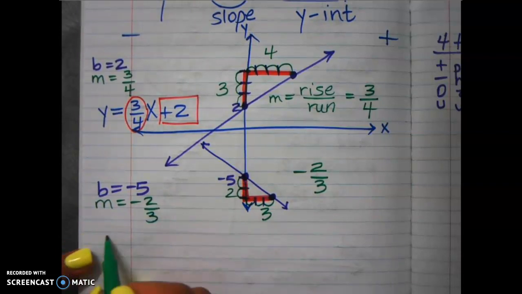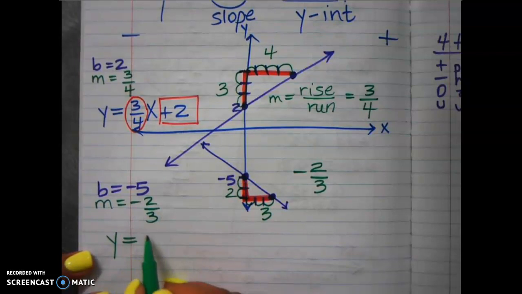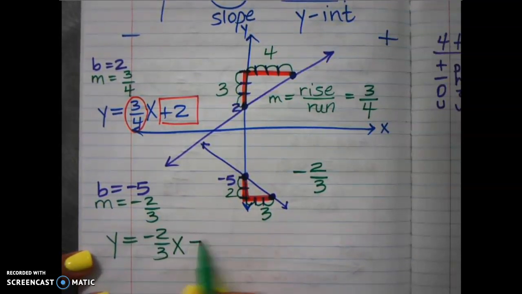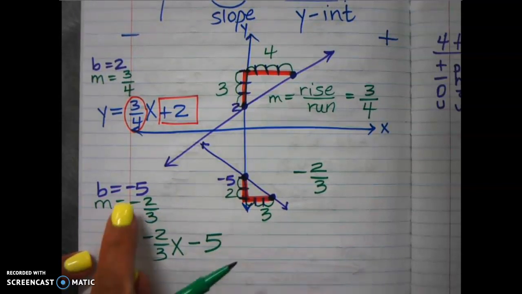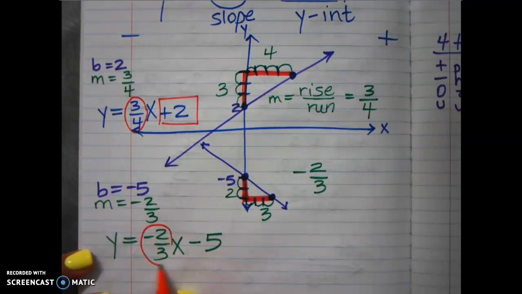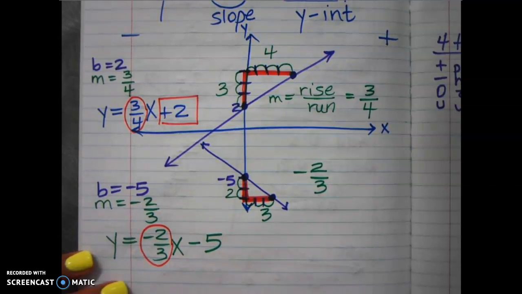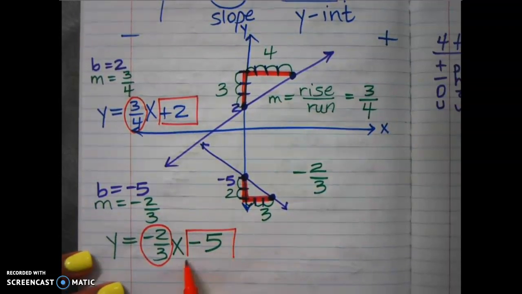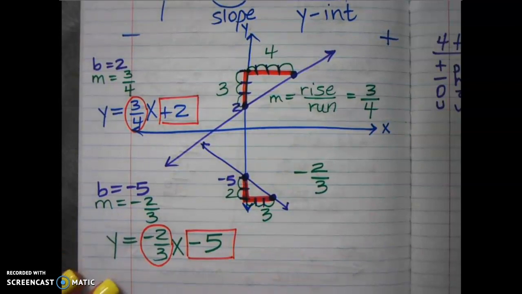If we're going to write that as an equation, y is equal to -2/3 x. This time I'm going to put -5 because my B was a -5. I took that negative and it became my minus sign. So when I circle my slope, make sure you circle that negative sign with it. Make sure you put your negative with that 5 for your B.